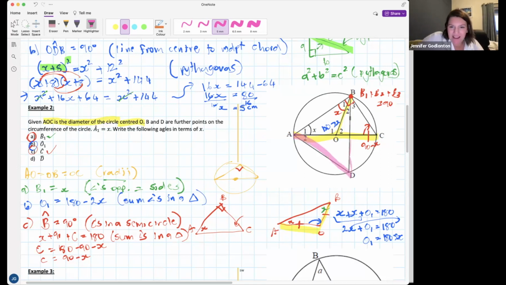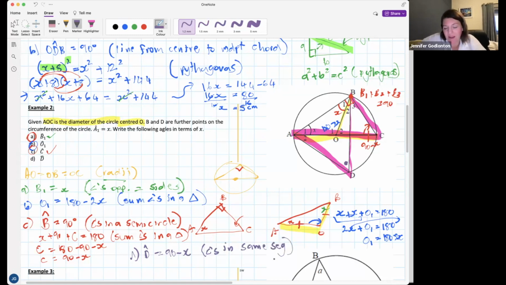What we've got over here is a beautiful bow tie. And when we have a bow tie, we have angles in same segment. So for D, this angle over here, angle D is also equal to 90 minus X because of angles in same seg. Yes, angles subtended by same chord is also fine. Also angles subtended by same arc, if that's how you've learned it. Both of those are fine.